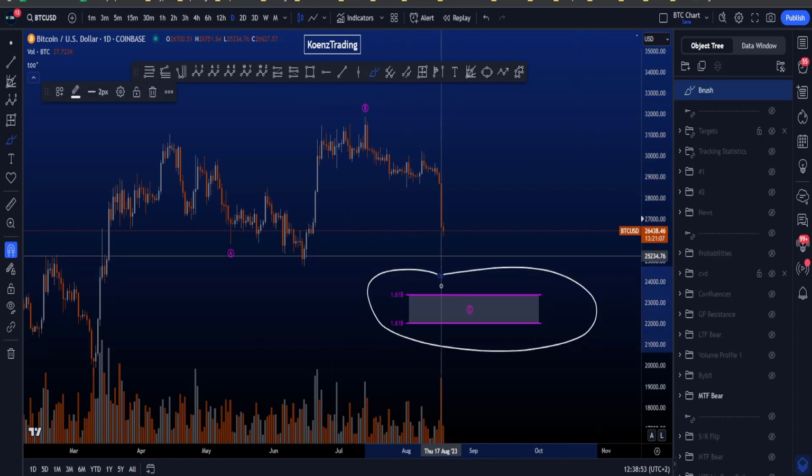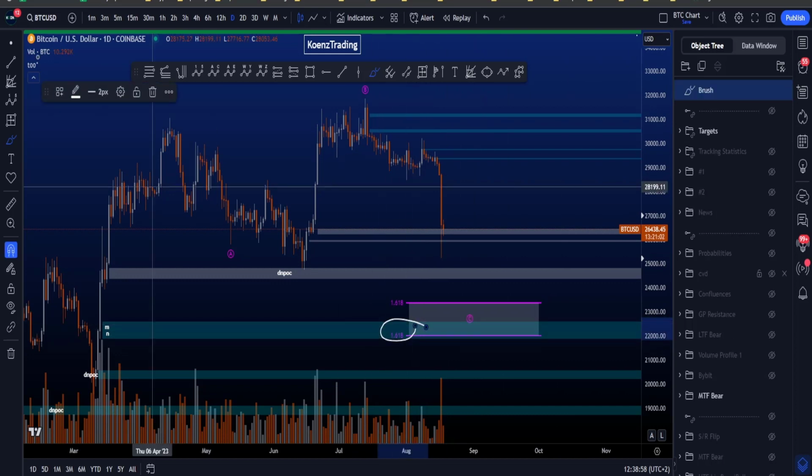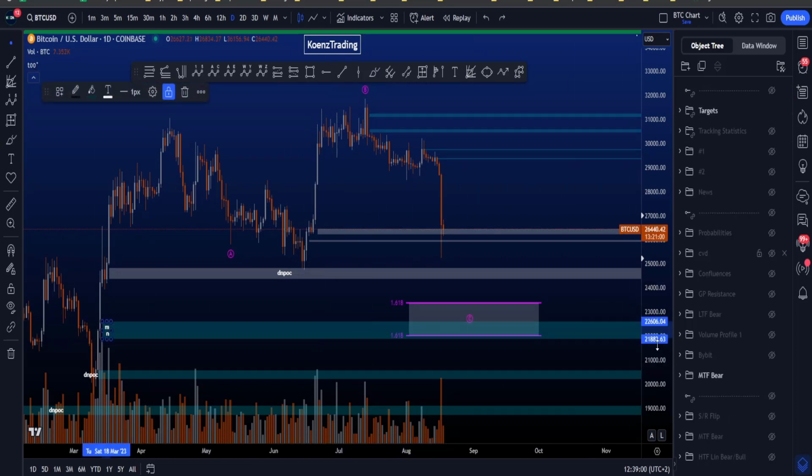And what's nice about this most common target area is that it has confluence with one of my support boxes, which is the blue one over here, which is sitting between 21.8k and 22.6k.